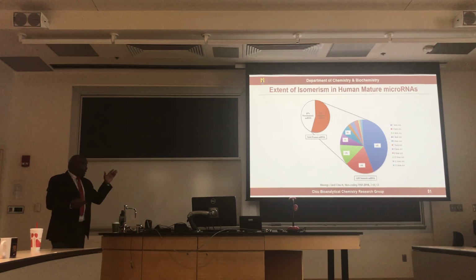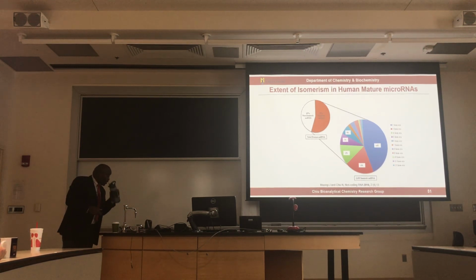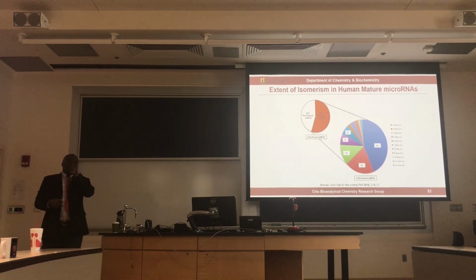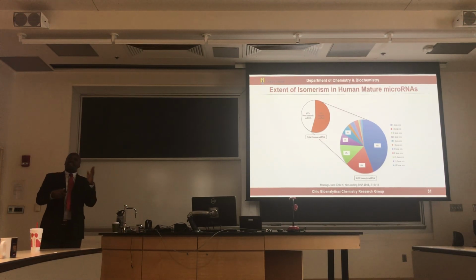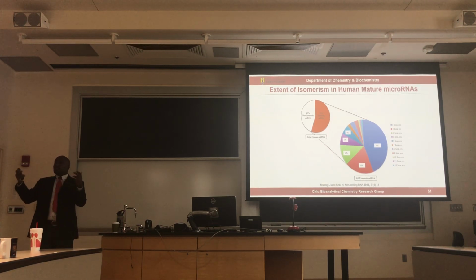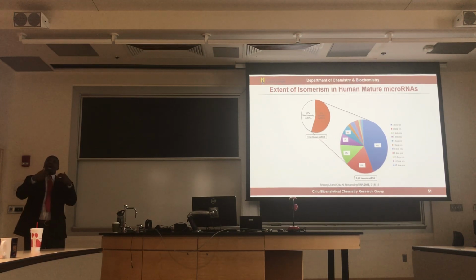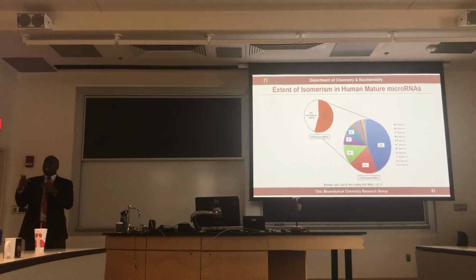By the time we were publishing this paper, the number of human microRNAs that were reported was 2,500. It was known that microRNAs are similar in structure because they are small. We are talking about 22 nucleotide long microRNAs, and because there are about 2,500, we expect there is similarity. But the extent of isomerism was not yet reported.